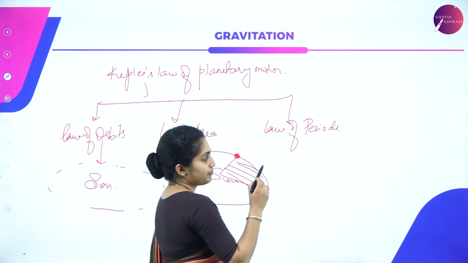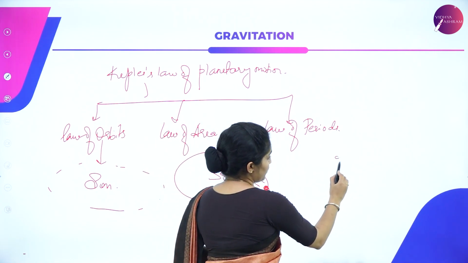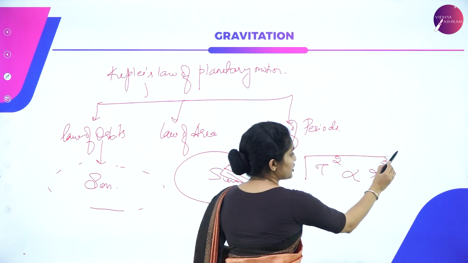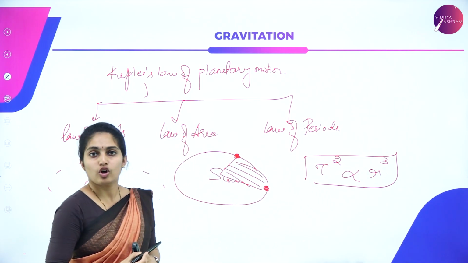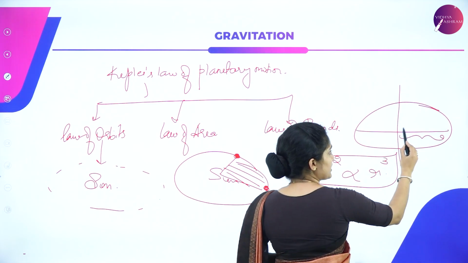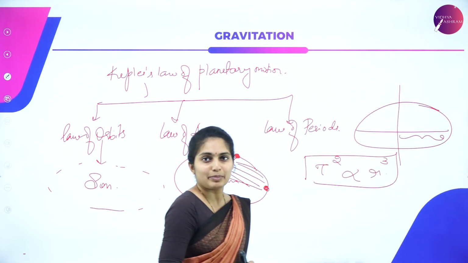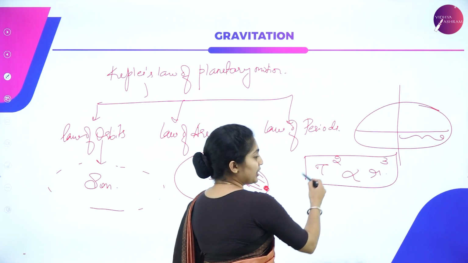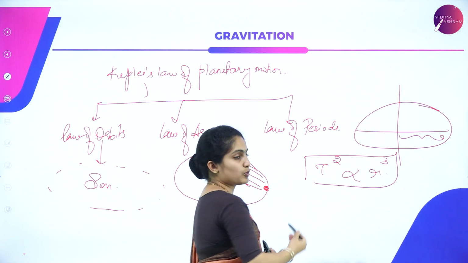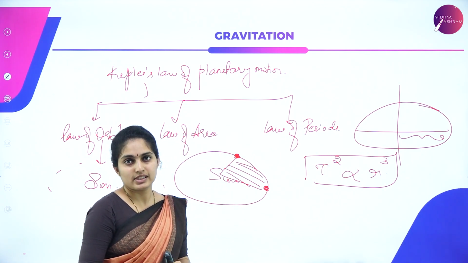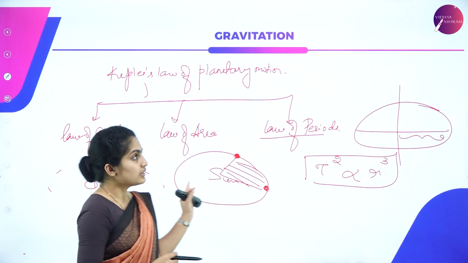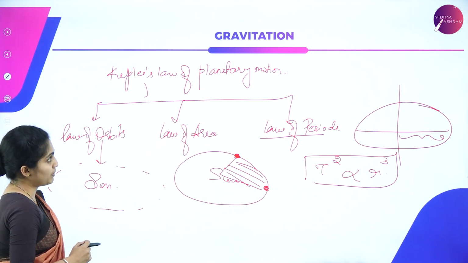In this case, the square of the time period is directly proportional to the cube of the semi-major axis. That is the law of periods. So you have your elliptical orbit. This is the major axis, and half of it is called the semi-major axis. The square of the time period of its orbit is proportional to the cube of its semi-major axis, is what the law of periods tells. So that's all about Kepler's laws of planetary motion.